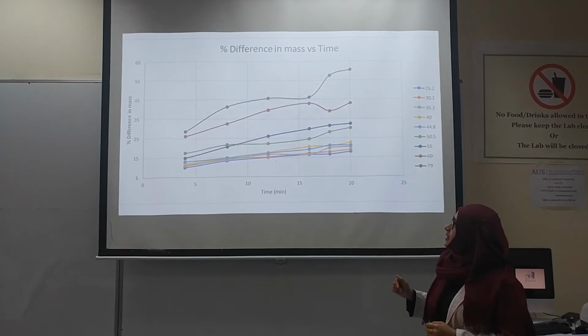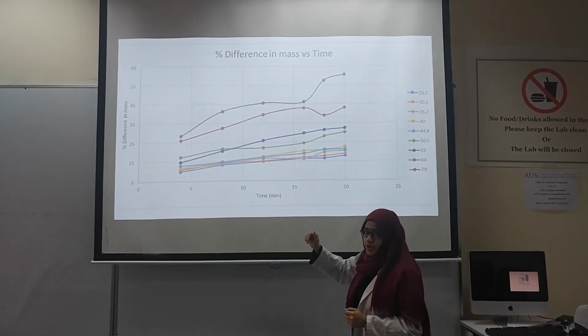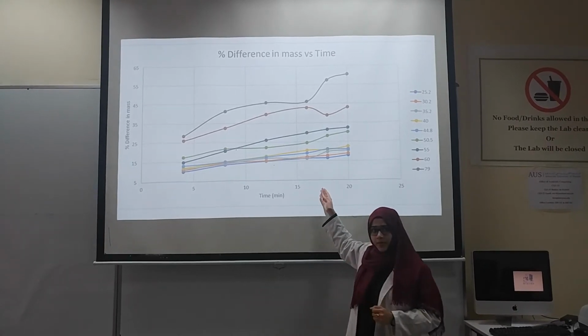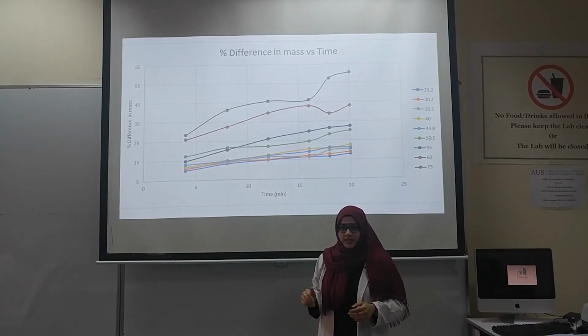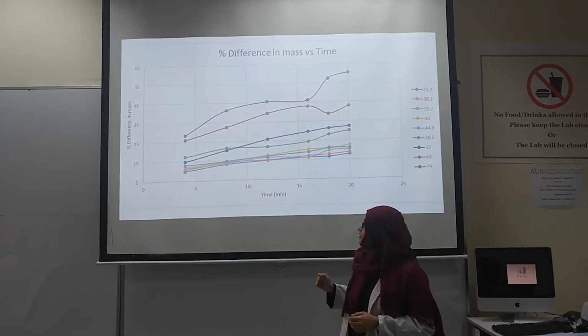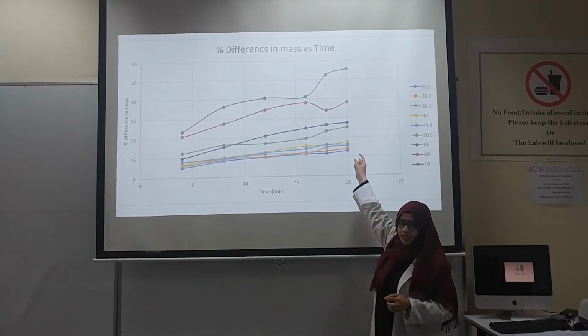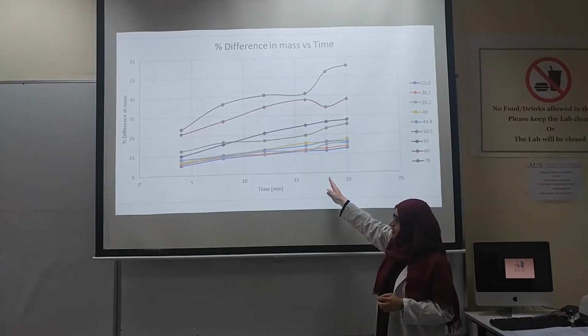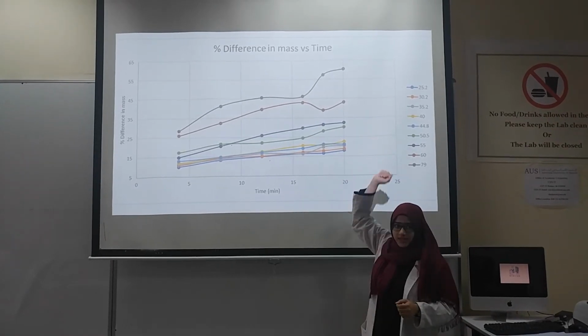Moving on to comparing percentage difference in mass versus time. Similar to temperature, an increase in the time of the lasagna sheet in the water bath causes a higher difference in mass. Generally, at lower temperatures, the difference in mass, even after 20 minutes, was much smaller than the difference in mass at 80 degrees Celsius.